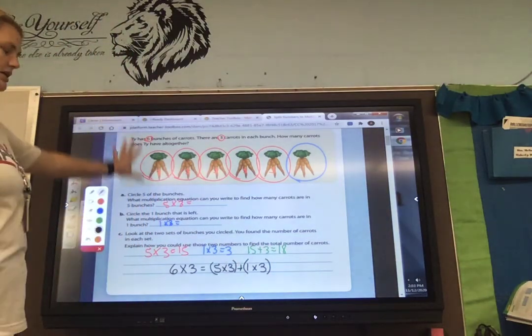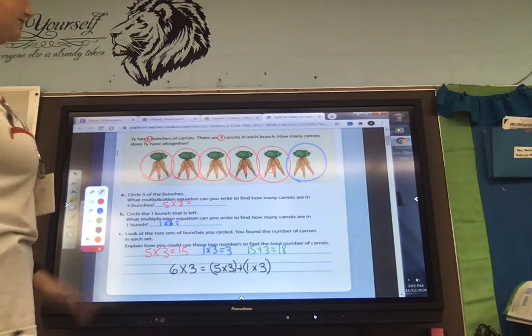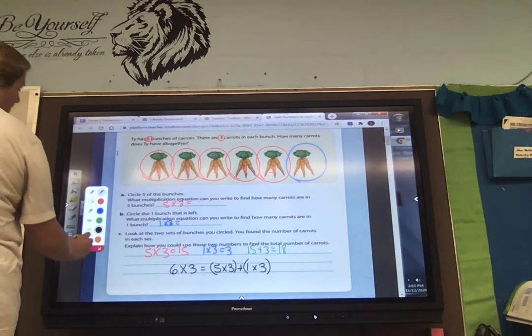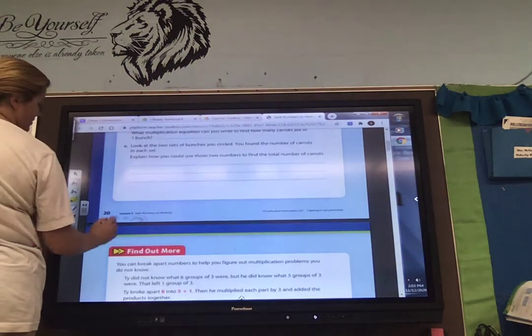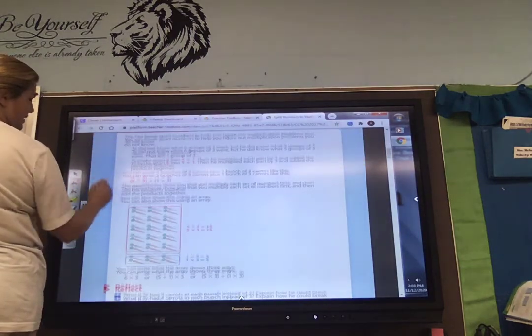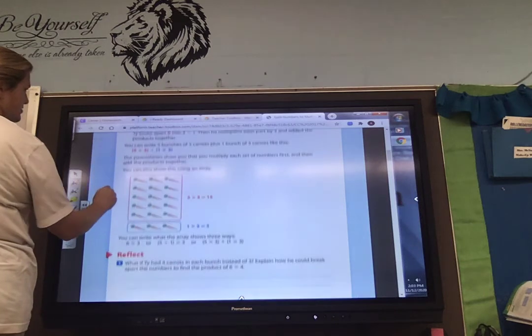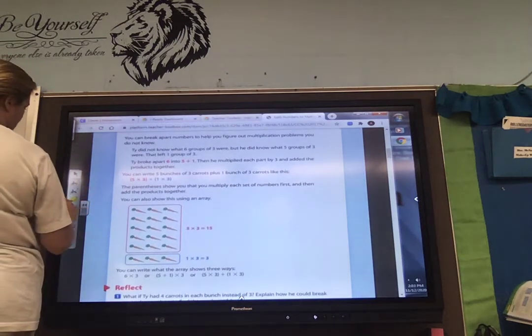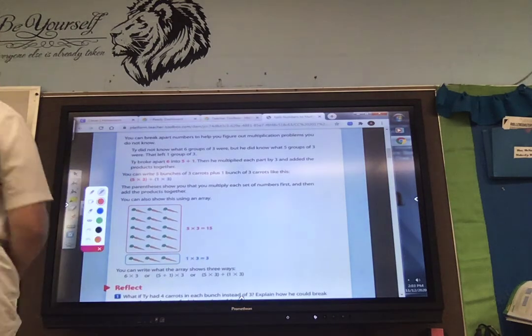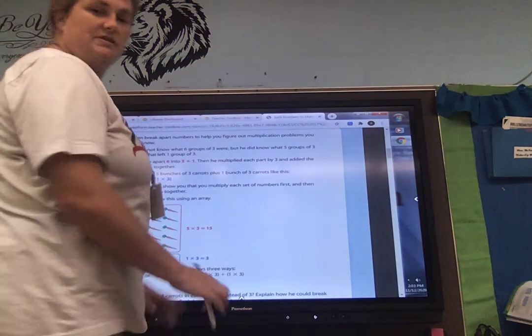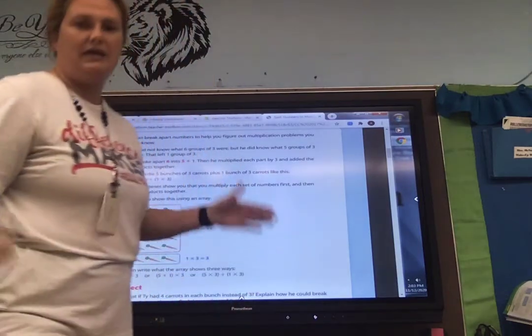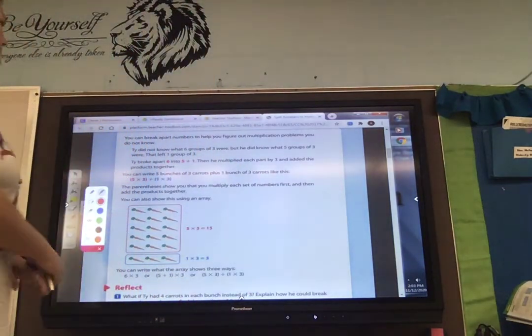This is just an intro to the distributive property. That's what we're going to be doing the rest of today and then Monday and Tuesday. We're going to be doing our distributive property. Let's keep practicing. Let's go to page 27. We're going to do a lot more practice on this because it's new. You can break apart numbers to help you figure out multiplication problems, right? That's what we're talking about, breaking up numbers into smaller numbers.